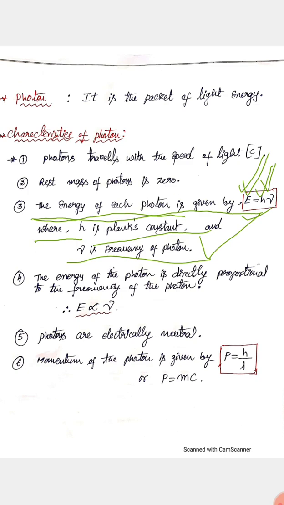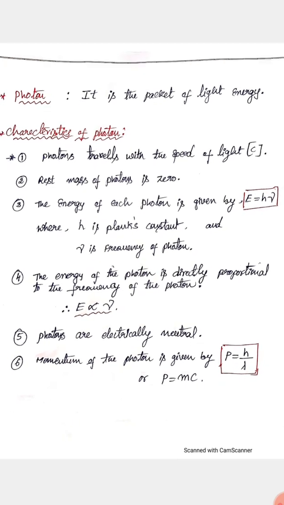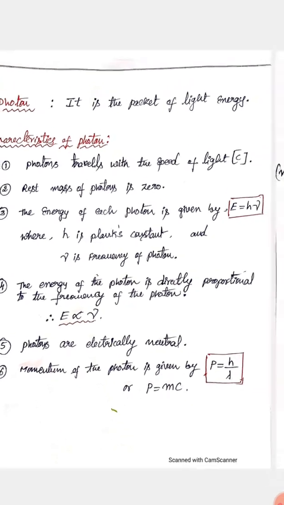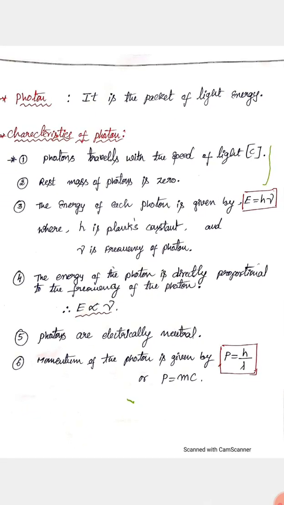Means that if you observe the equation, you will come to know that the relation between energy and the frequency of the photon. Here, if the frequency of the photon increases, energy value also increases. If the frequency of the photon increases, energy value increases. If the frequency of the photon decreases, energy value decreases. Means that here energy of photon is directly proportional to the frequency of the photon.